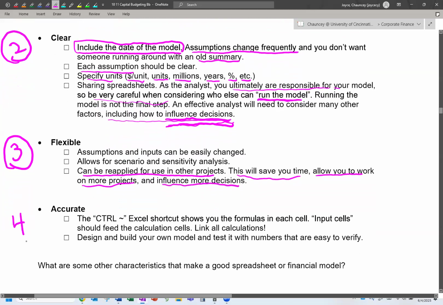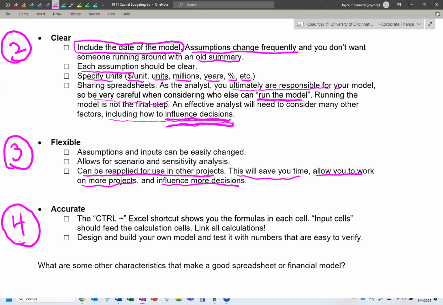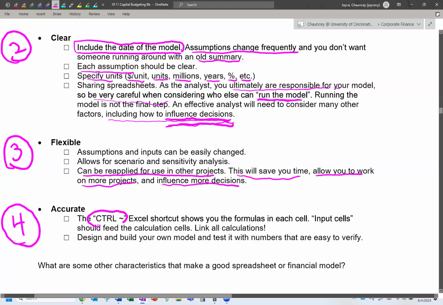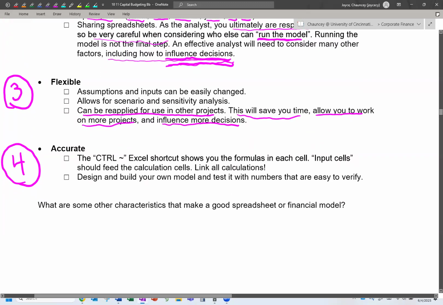And lastly, we want to make sure this is accurate. In a world of so much uncertainty, we want to be certain in our mathematics. So when you have a spreadsheet, use this control tilde shortcut to see which ones are formulas and which ones are inputs. So design and build your own model, test it out with numbers that are easy to verify. You don't want to make a mistake here on math. There's enough uncertainty in this world that we don't need to be uncertain there.